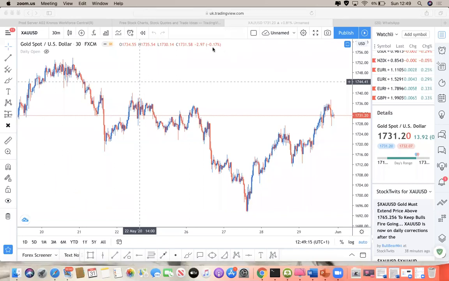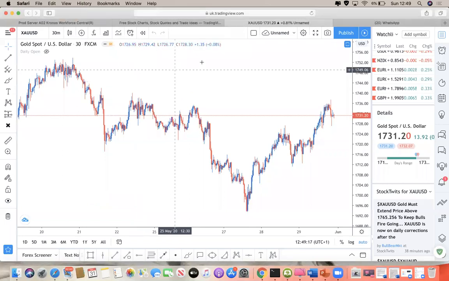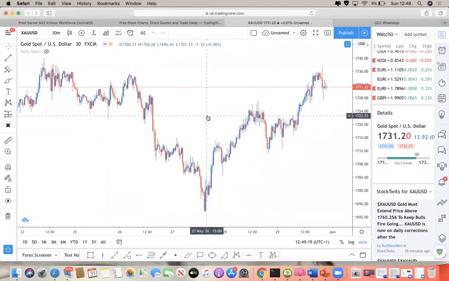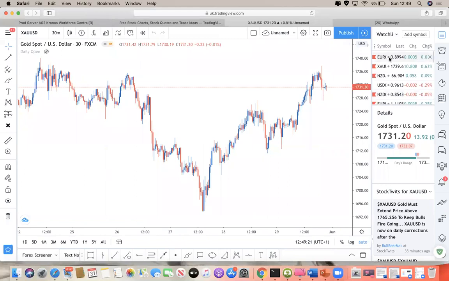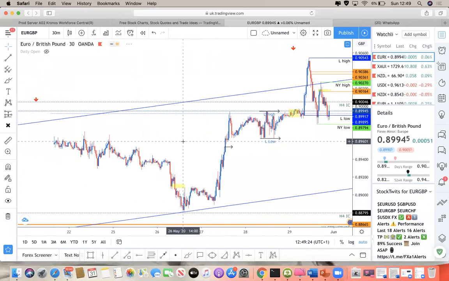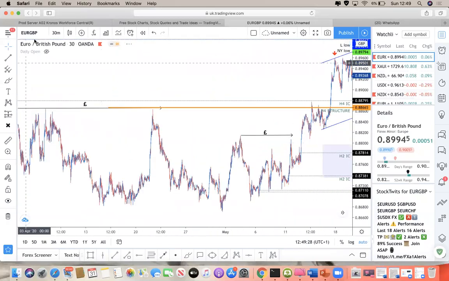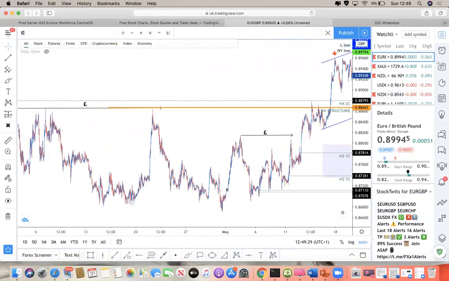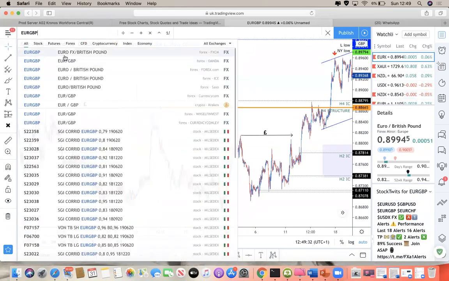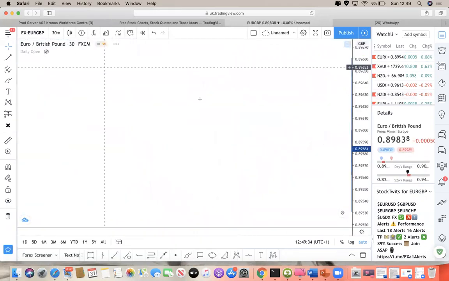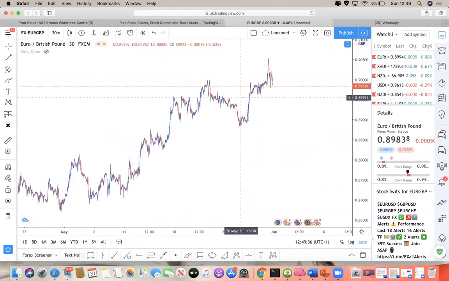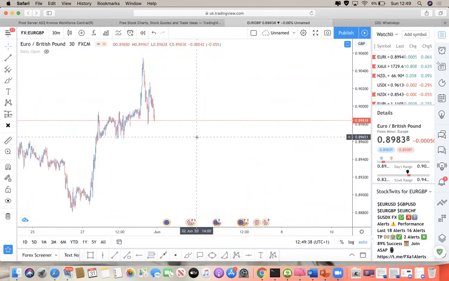All right, so we're back on the chart right now. Let's go on Euro GBP. Sorry guys, I've got some markups right here. Let's go on a different chart. Okay, so yeah, this is a clean chart I have right here.